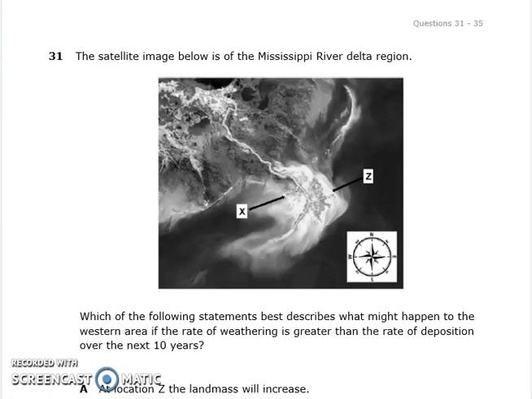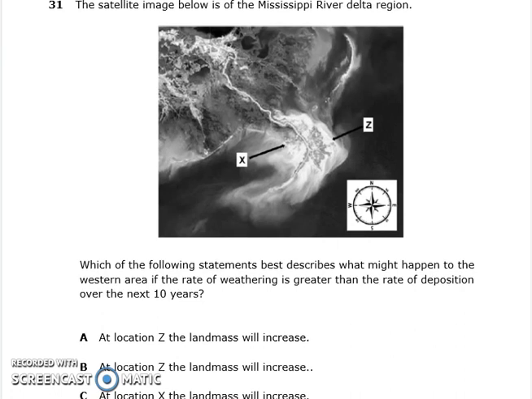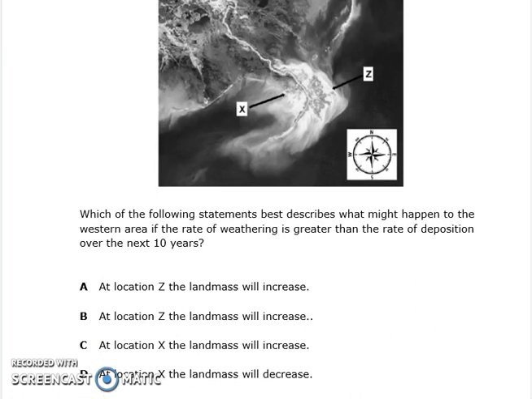31. The satellite image below is of the Mississippi River Delta region. Which of the following statements best describes what might happen to the western area if the rate of weathering is greater than the rate of deposition over the next 10 years? A, at location Z, the landmass will decrease. B, at location Z, the landmass will increase. C, at location X, the landmass will increase. Or D, at location X, the landmass will decrease.